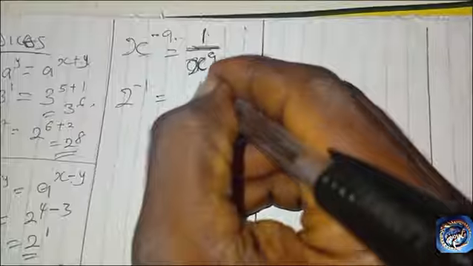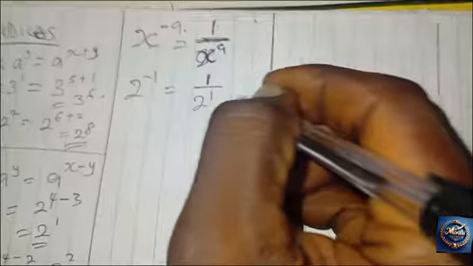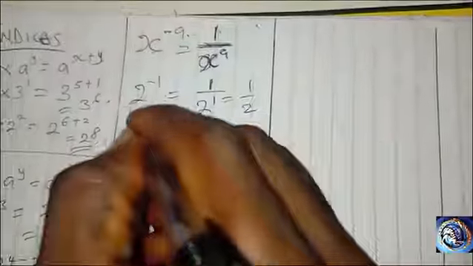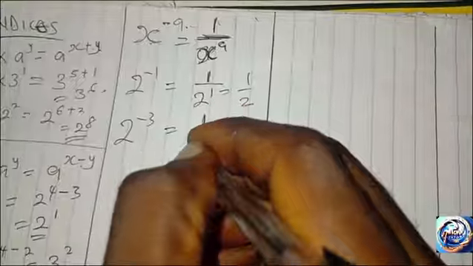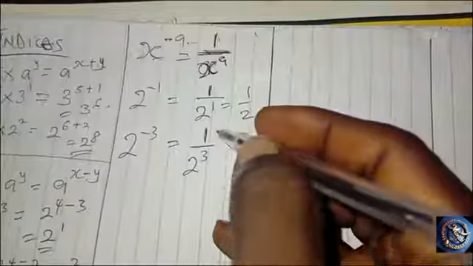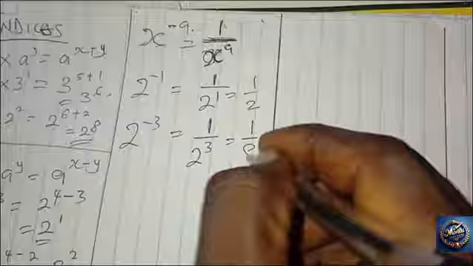For example, let's assume I have 2 raised to power minus 1. The answer here will be 1 all over 2 raised to power 1, which is equal to 1 all over 2. If I have 2 raised to power minus 3, my answer is going to be 1 all over 2 raised to power 3, which equals 1 all over 8.